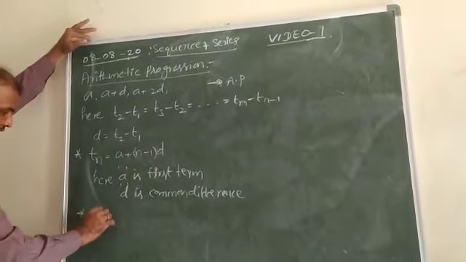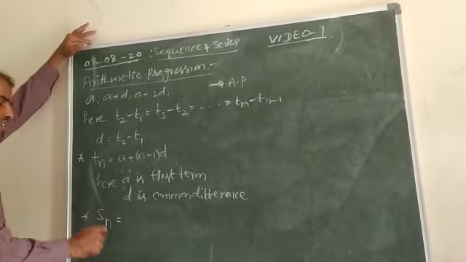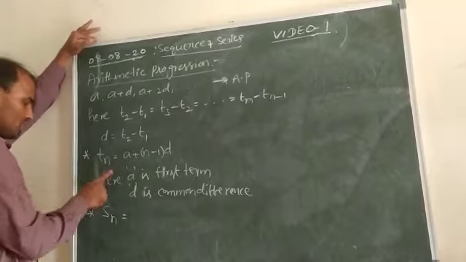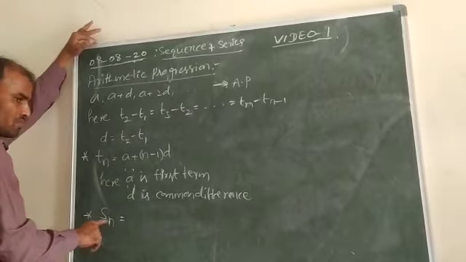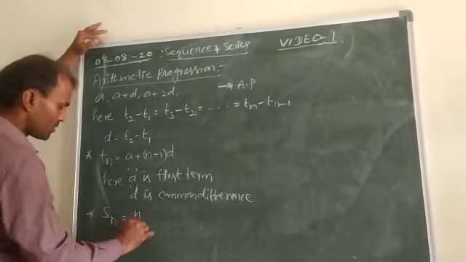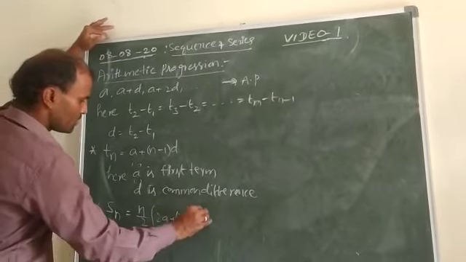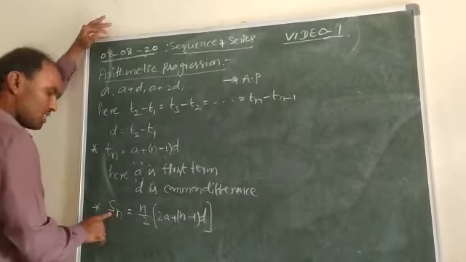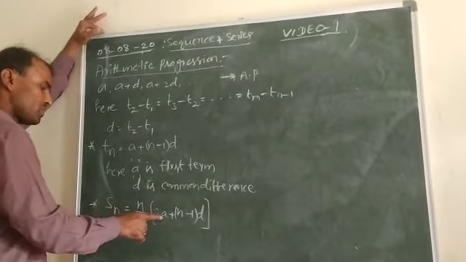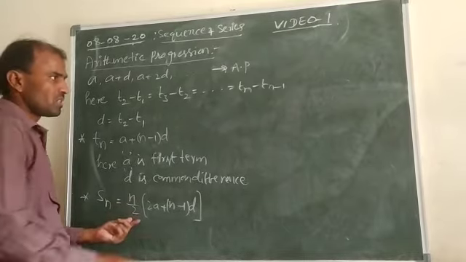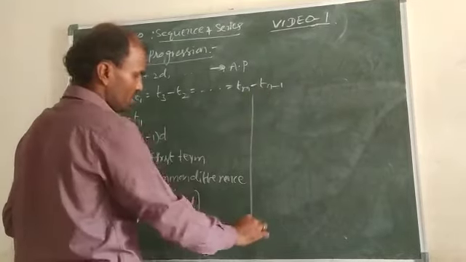Next, Sn means sum of n terms in the series. Tn means nth term of the series. Sn, the sum of n terms in the series, is n by 2 into 2a plus n minus 1 into d. This is the sum of the n terms in the arithmetic progression.